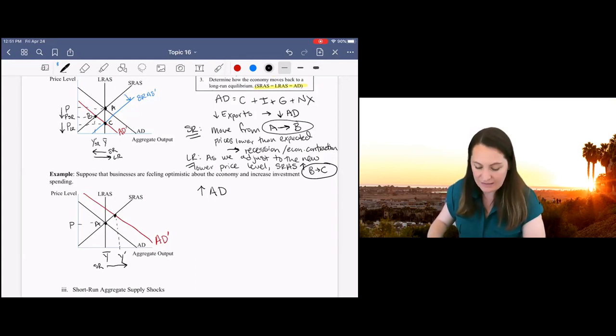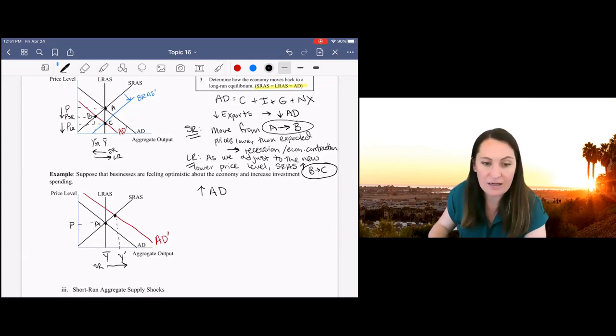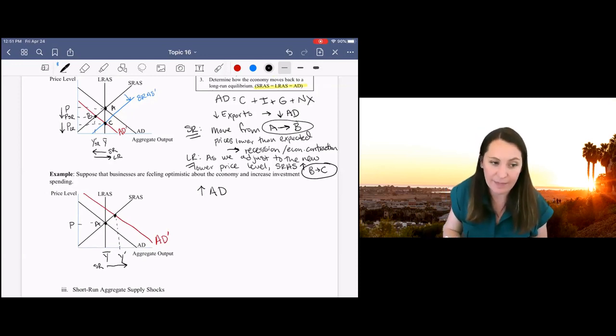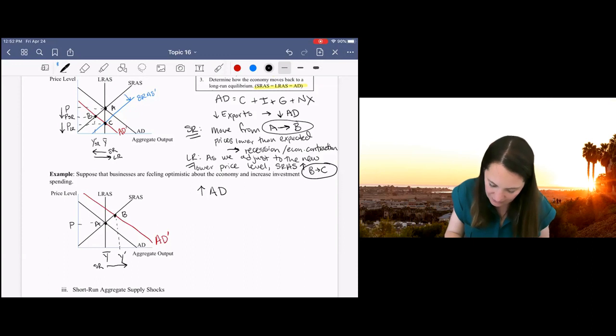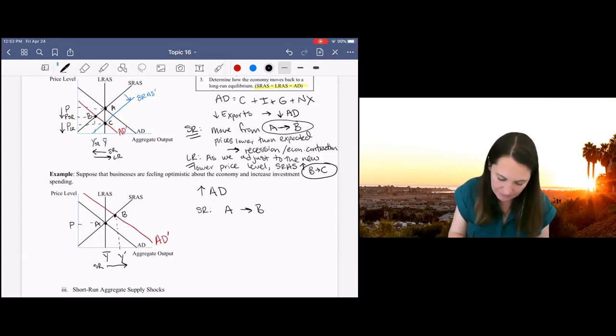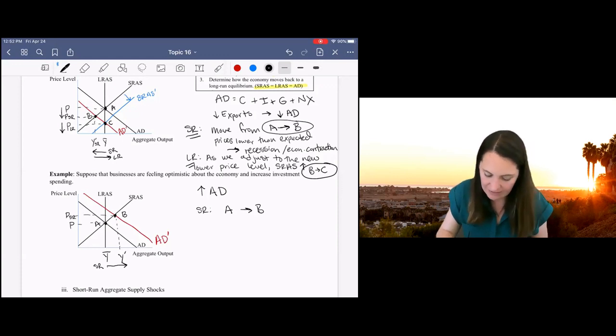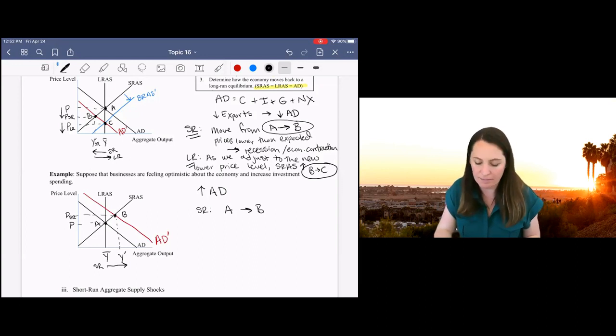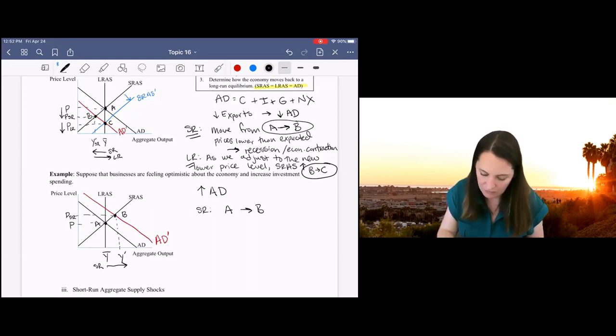So as we see this increase in aggregate demand, okay, this is going to lead to here this short run expansion. So in the short run, we move from point A to point B, where we have a new higher price level and higher level of output. So we have an expansion of the economy.